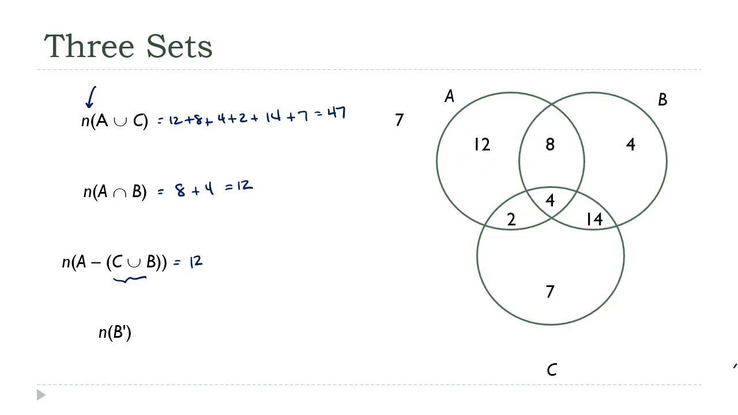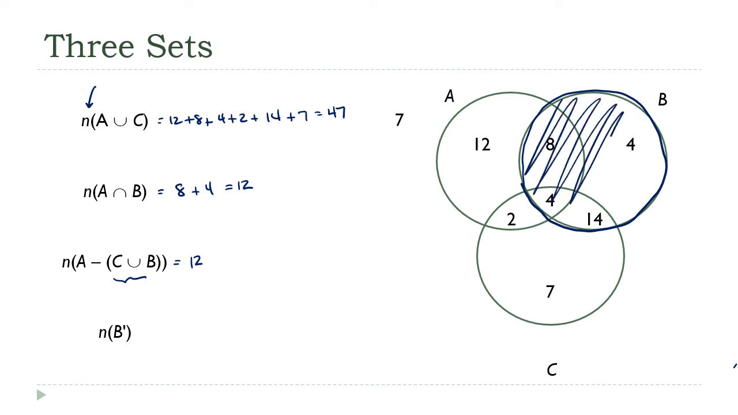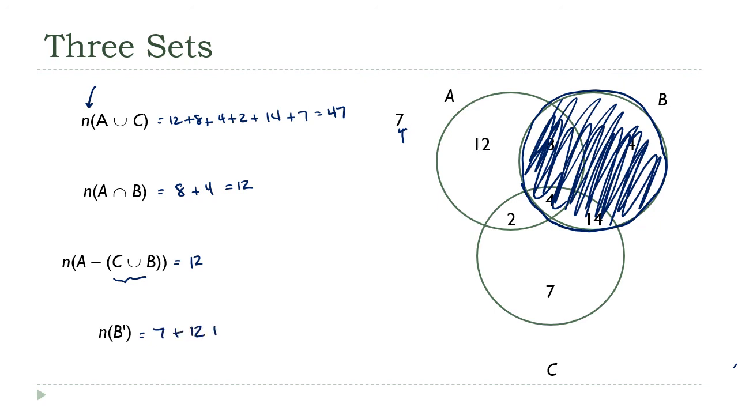Okay, last one. The complement of B. So here is B, and B is the stuff that I don't want. I want everything that is not in B. So let me just cross all of this out. And what's left? Well, what's left is, don't forget this 7 up here. 7 plus 12 plus 2 plus 7. That's 19. And 9 is 28.